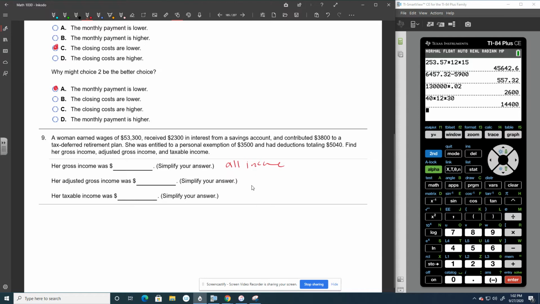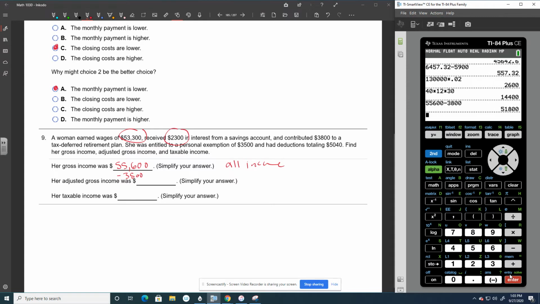So $53,300 plus $2,300 is $55,600 because she got $53,300 in wages and $2,300 in interest. She contributed $3,800 to a retirement plan. So for her adjusted gross income, I would subtract that $3,800. You can just use a normal calculator. You take her gross income and subtract her retirement investment. So her adjusted gross income is $51,800.